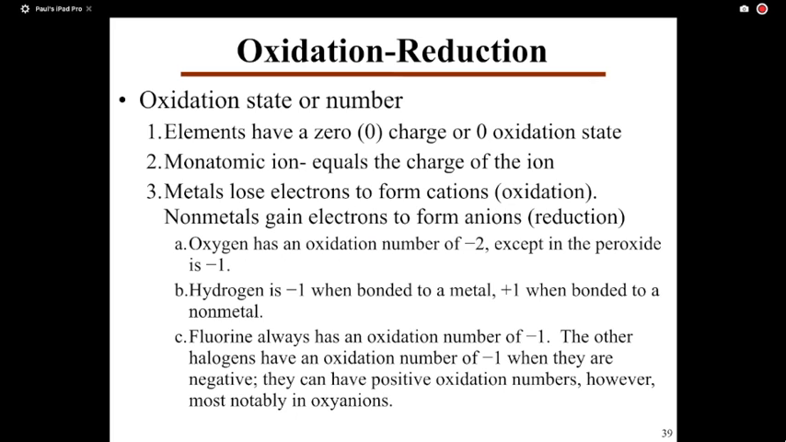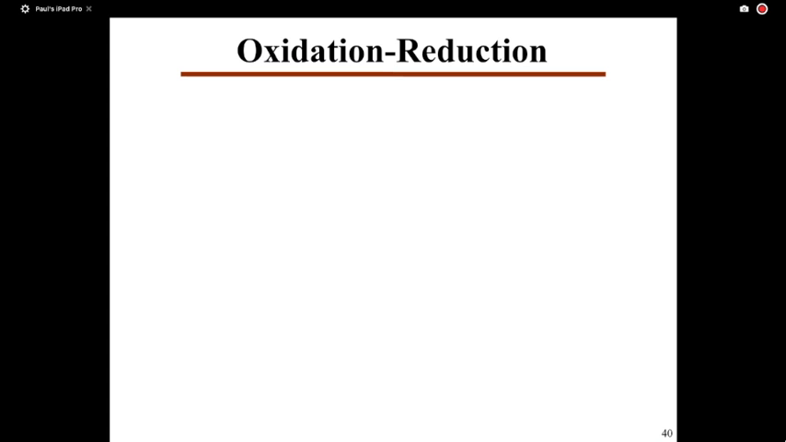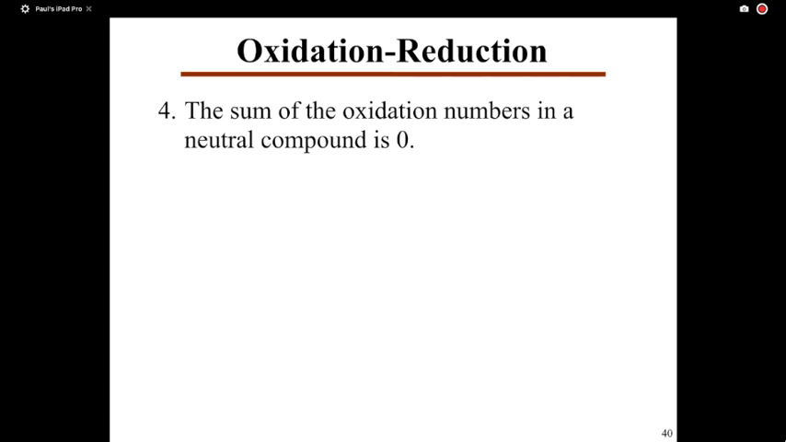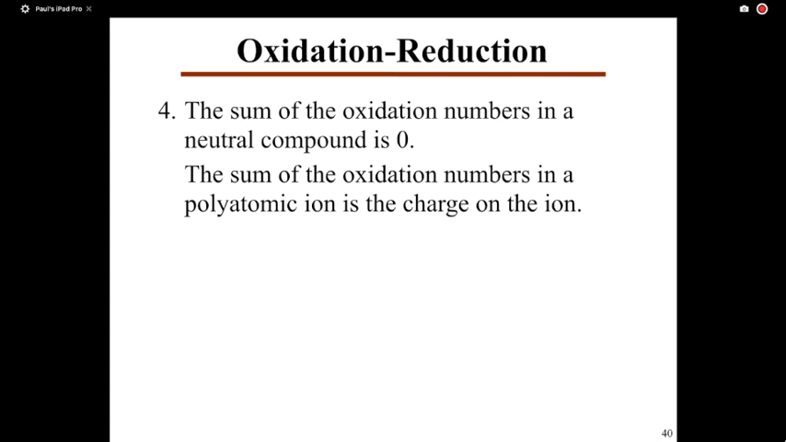And the halogens, I think the best way to do this is to assume that they have a -1 charge. Most often that will happen unless you have more than one halogen bound together. It is safe to say that it has a -1 charge. The sum of all the oxidation numbers in a neutral compound is 0. The sum of the oxidation numbers in a polyatomic ion is the charge. I would say there's one oxidation number for each element.